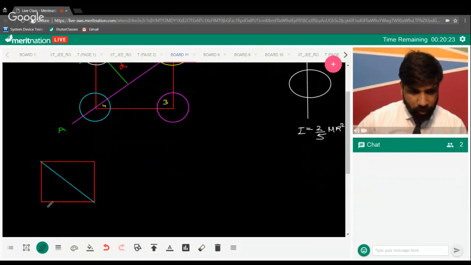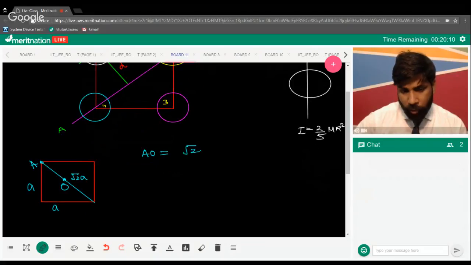This one is length A, and this side is what? Root 2A. Okay, but we need half. Suppose this is the center, and this is P, this is A. So here AO is what? AO is half of root 2A, na? It means A by root 2.